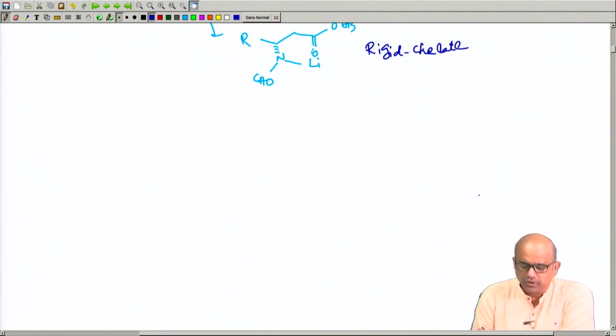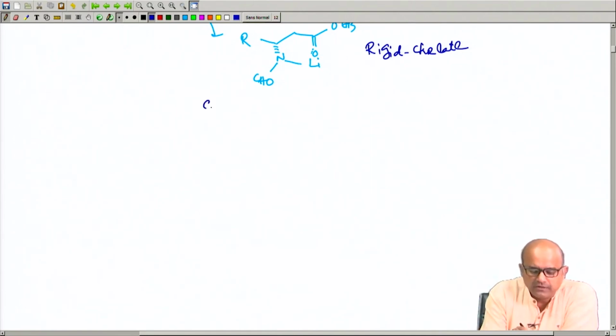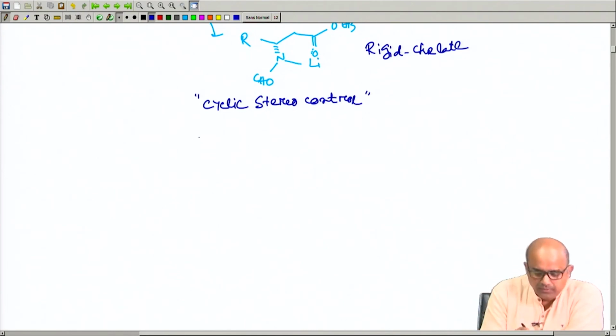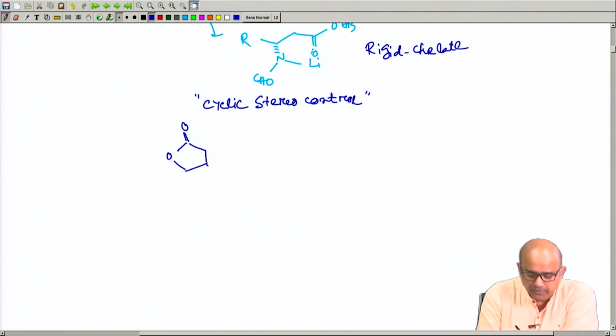Acyclic stereocontrol is mainly governed by steric parameters of the pre-existing stereocenter. But on the contrary, cyclic stereocontrol seems to be pretty well defined, because cyclic systems, as all of us know, have a well-defined conformational bias. Now, we will quickly talk about a few cyclic systems. Let us talk about a typical cyclic system which has this kind of structure.